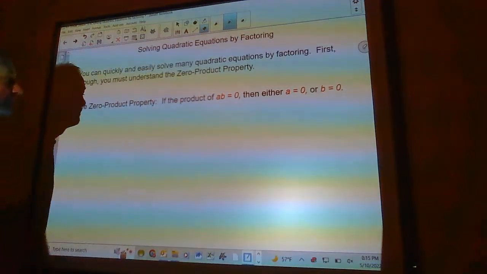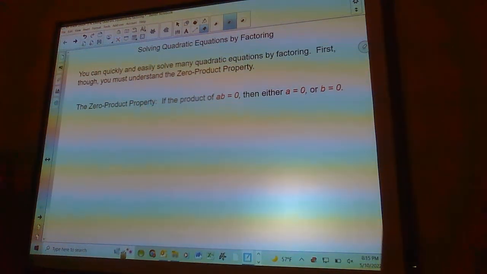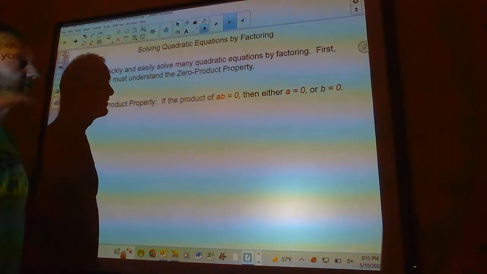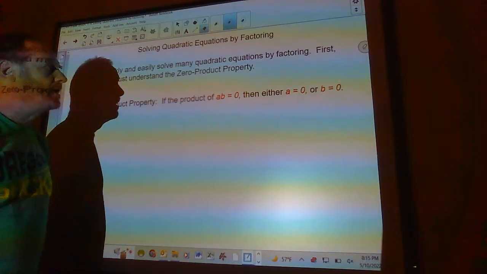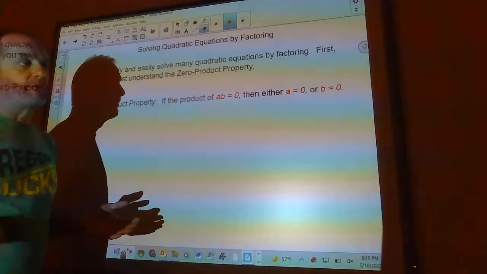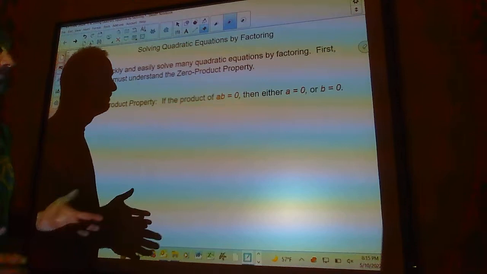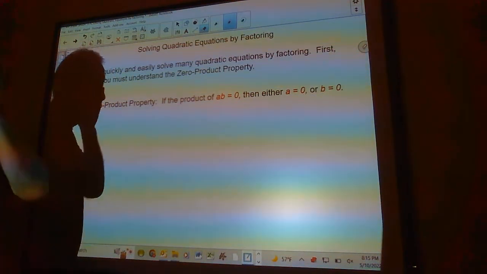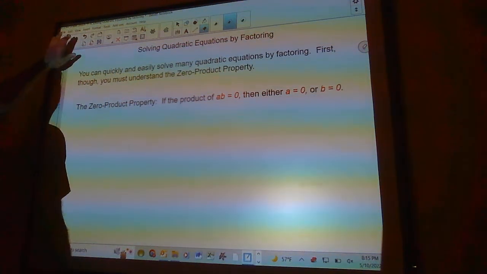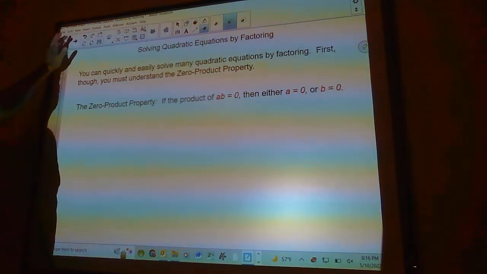It says if the product of A times B equals zero, then either A has to be zero or B has to be zero. One of those two things has to be true. There are no other numbers that when you multiply them together equal zero, other than one of them being zero. So keep that in mind. That's going to be important here.